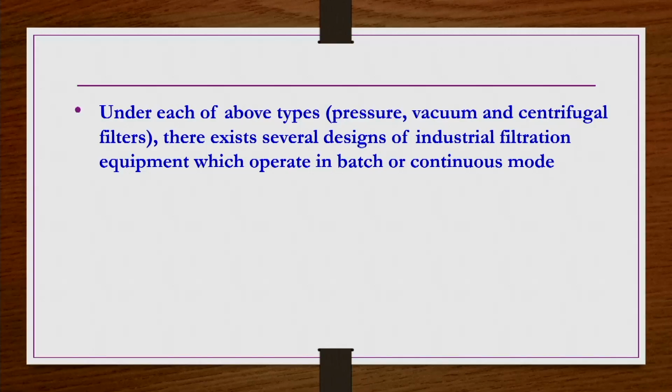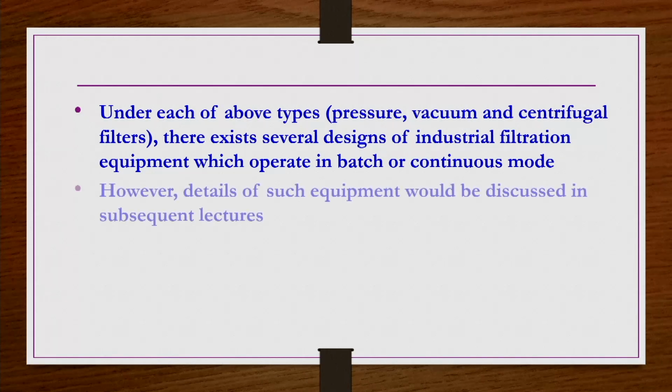So, under each of the above three types of filters, that is, based on the force applied for separation to occur, we have the pressure filters, vacuum filters and centrifugal filters. There exist several designs of industrial filtration equipment which may operate in continuous or batch mode, right. However, the details of such equipment we are going to study in the subsequent lectures.